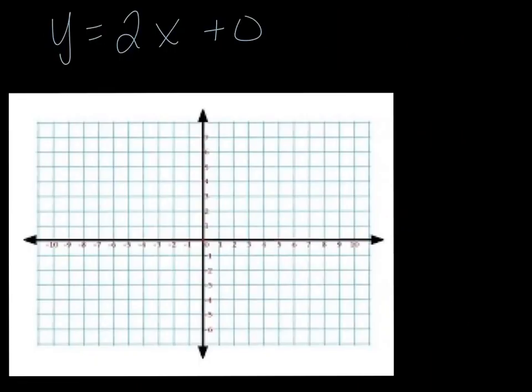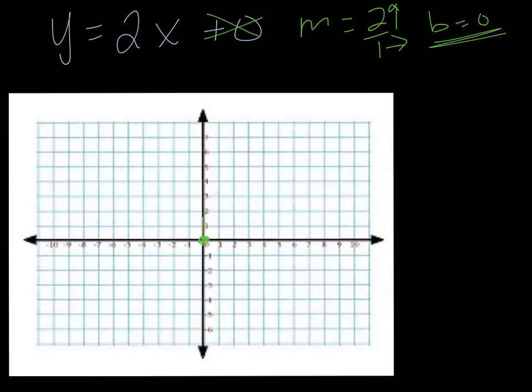So if we were to graph the equation y equals 2x plus 0, we really don't even need that plus 0 there, and it'd still be the same. Our slope, or our m, is going to be 2, or 2 over 1, and our b is 0. So the b tells us where we start on the graph. So we're going to start at 0 in the middle, and the m tells us how steep our line is. So we go up 2, and we're going to go over 1, starting from 0.